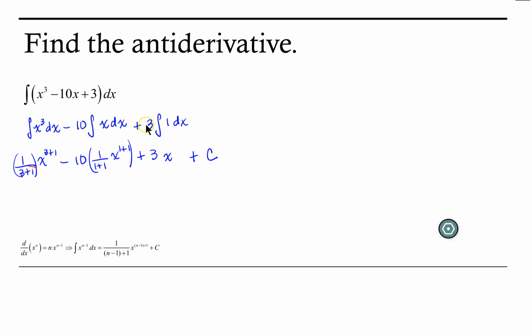Now, this denominator is a 4, so we have 1/4 x, and that new exponent is 4, minus, now this new denominator is 2, and 2 and 10 can simplify to 5, so we'll have minus 5x squared plus 3x plus c.